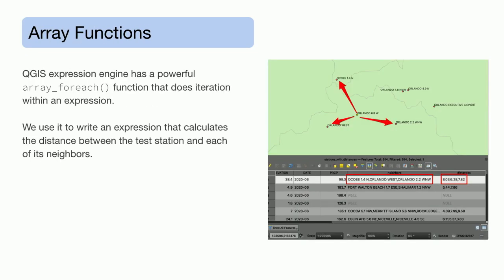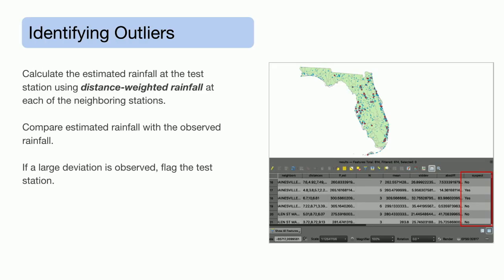QGIS has this really nice array functions, which allows you to iterate within the expression engine. It's like for loops, but within the QGIS expression. So now you can say I have these 8 neighbors. For each neighbor, do something. But that runs within an expression. So say for each station, go and find all the rainfall at each of the neighbors and do this inverse distance weighting. And it runs 8 times within the expression. So it's like a for loop within the expression. And once you have this, you implement your formula, and then you add an attribute saying, if this met the condition, this was great. If it didn't meet the condition, mark it as a suspect station.